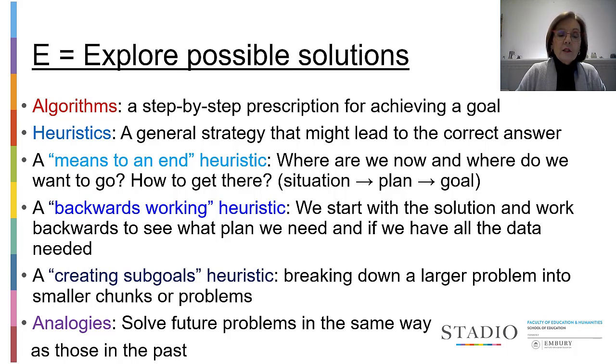And then analogies can also be very useful at times to solve future problems in the same way as those in the past. So if we look at someone like Alexander Graham Bell, whom I'm sure you all know about, he used his understanding of the human ear and the way in which the eardrum functions and the mechanism of the eardrum in order to design the very first telephone. And so that was actually an analogy that he used to understand that telephone and to design one.